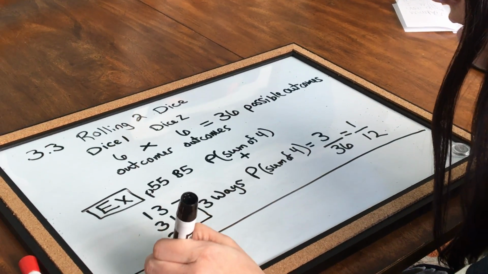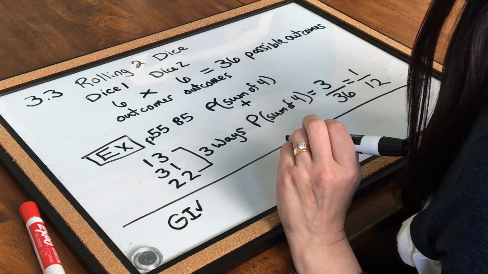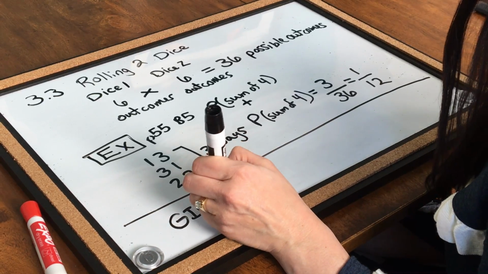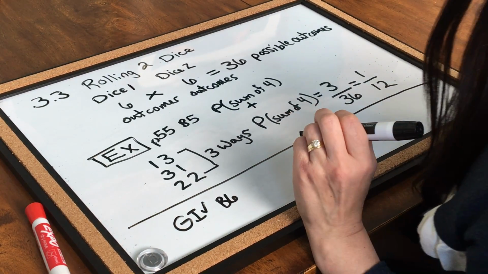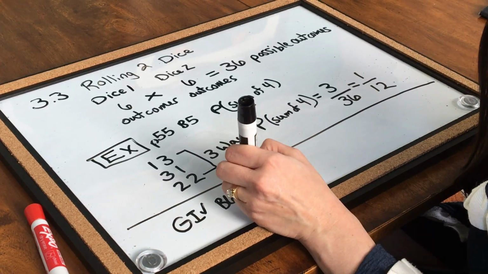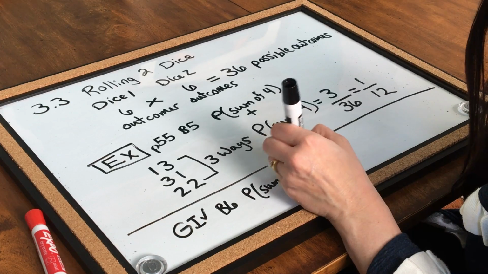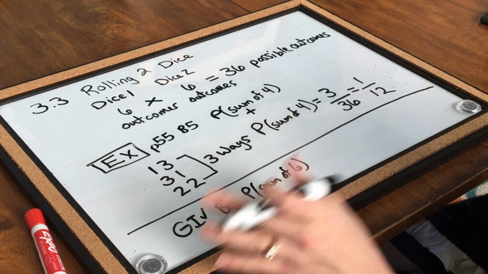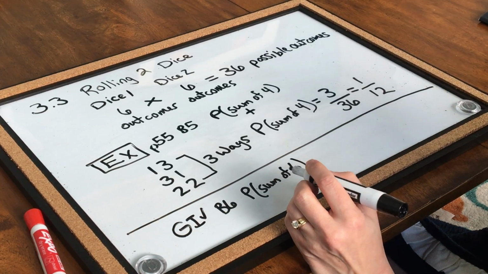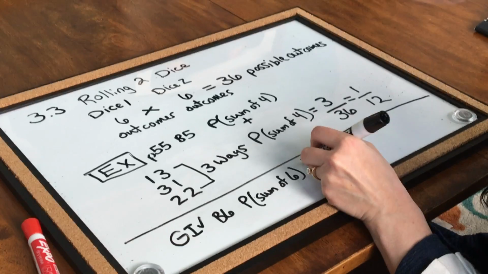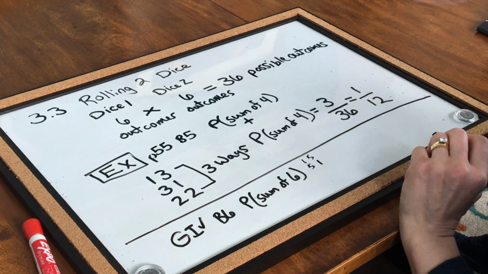Okay, let's try the got it check. The got it check was B6, and it asked for the probability of getting a sum of 6. So first of all, we need to figure out how many ways we can roll a 6 on 2 dice. We could roll a 1 and a 5. We could roll a 5 and a 1.